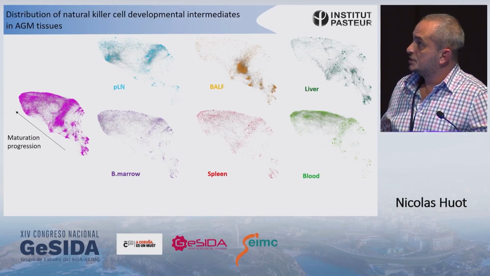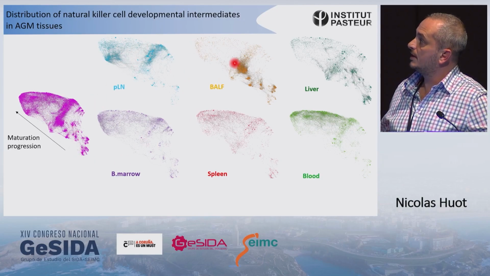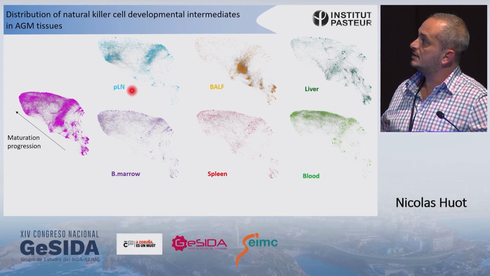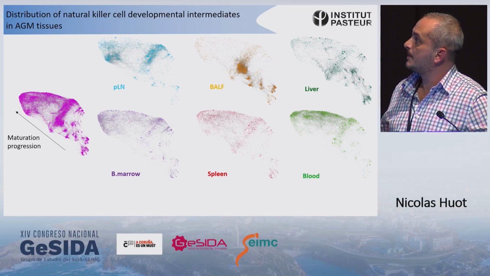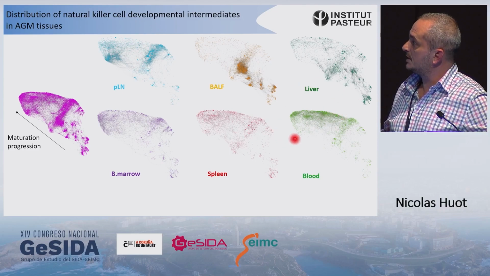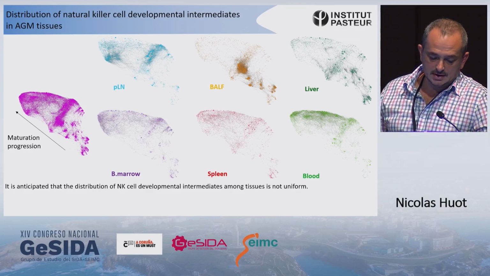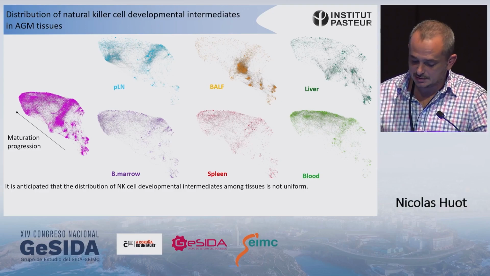We go back to our tissue, and in the tissue we are able to see, in fact, that the distribution of NK cell maturation stage, as for human, is not the same according to the tissue. In the peripheral lymph node, as expected, we found intermediate stages of NK cells in the follicular population, which are, for the moment, not described yet. At the opposite, in blood, we found mainly fully mature NK cells.